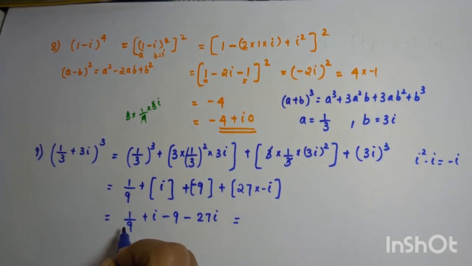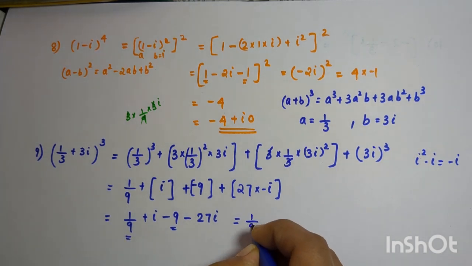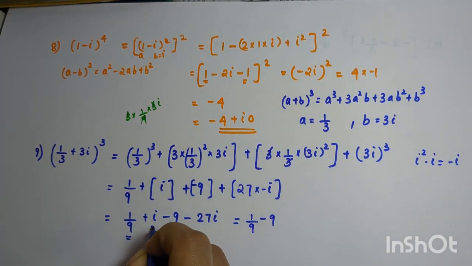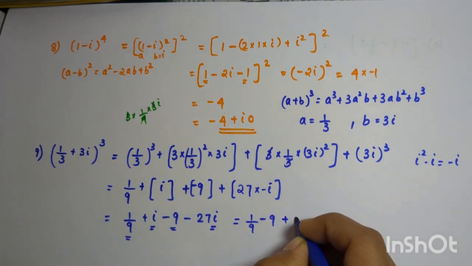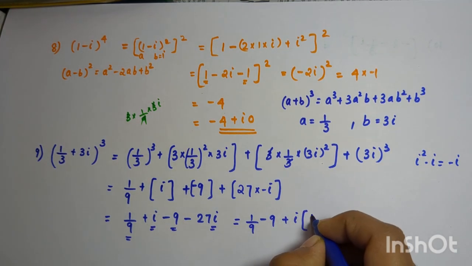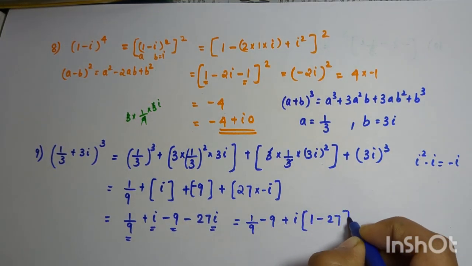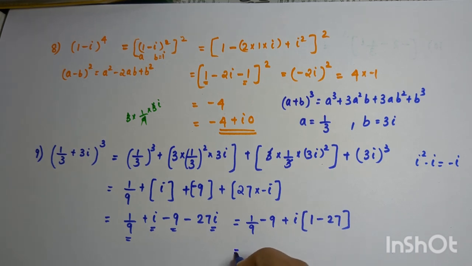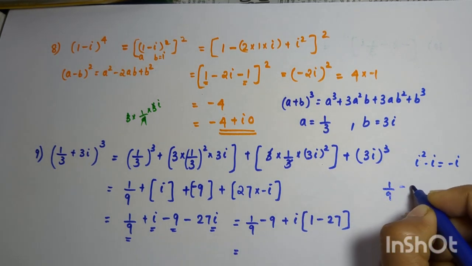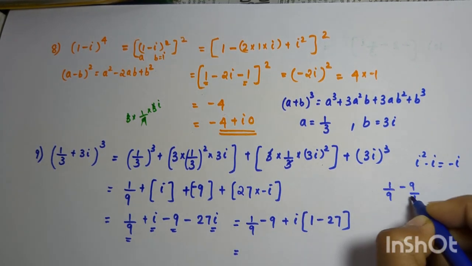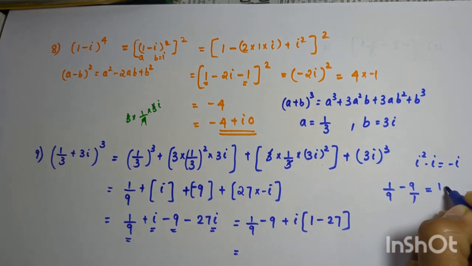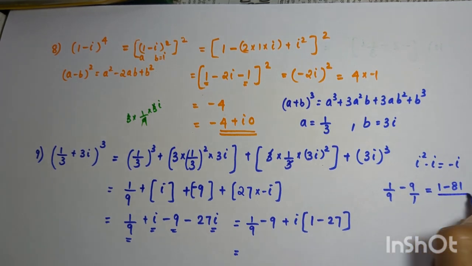I am writing the real part together and imaginary parts together. So 1 by 9 minus 9. 1 by 9 minus 9. i is common in these two terms, so I am taking plus i common. So this becomes 1 and this becomes minus 27. Okay, so this will be equal to 1 by 9 minus 9. 9 means 9 by 1. Cross multiplication. 1 into 1, 1. Minus 9 9s are 81. Divided by 1 into 9, 9.